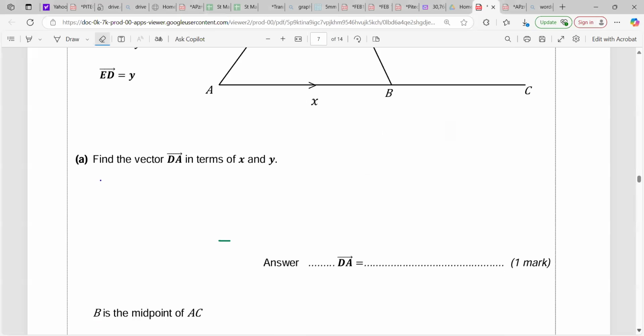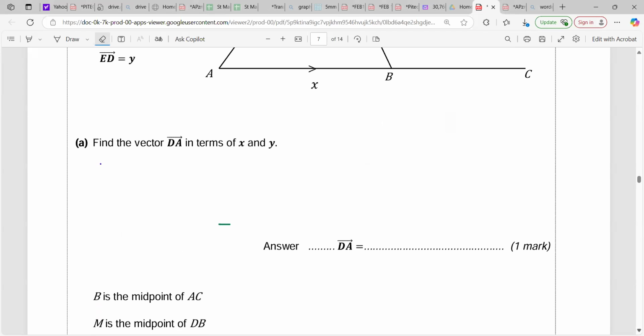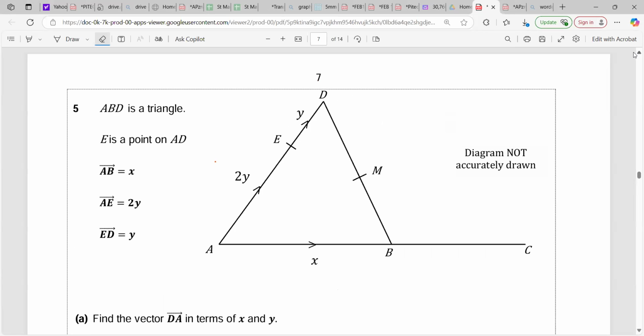So it says that B is the midpoint of AC, M is the midpoint of DB. So let's put that in perspective. M is the midpoint of DB, and this is the midpoint of that. Alright, cool.